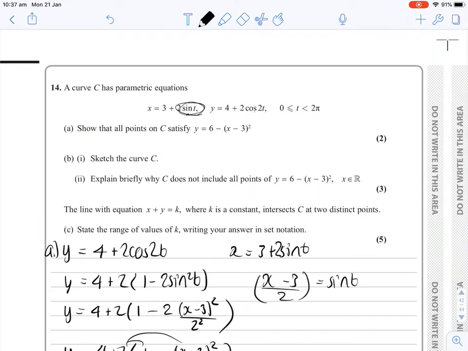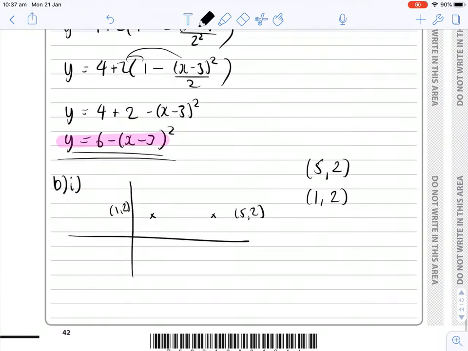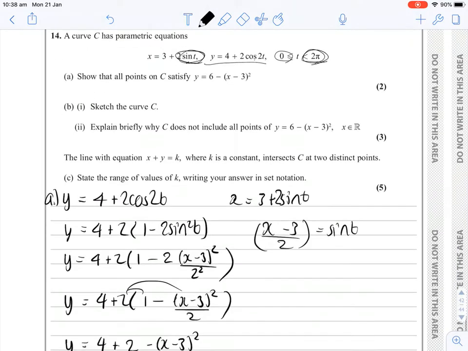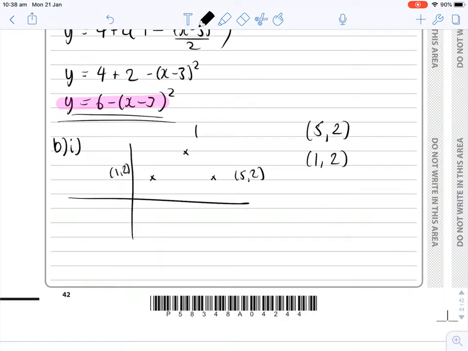And so looking at our values of t, t will range between 0 and 2 pi. So when t is 0, we're going to have sine 0 is 0, and so x is 3. And when t is 0 for the y value, we're going to have 2 cos 2 lots of 0, so that's going to be 1. And so you're going to have y is 6. So 3, 6 is going to be our value in the middle. And when we do 2 pi, we're going to get exactly the same values again. So that is going to be 3, 6 in the middle there. So our curve's actually just going to look like that.